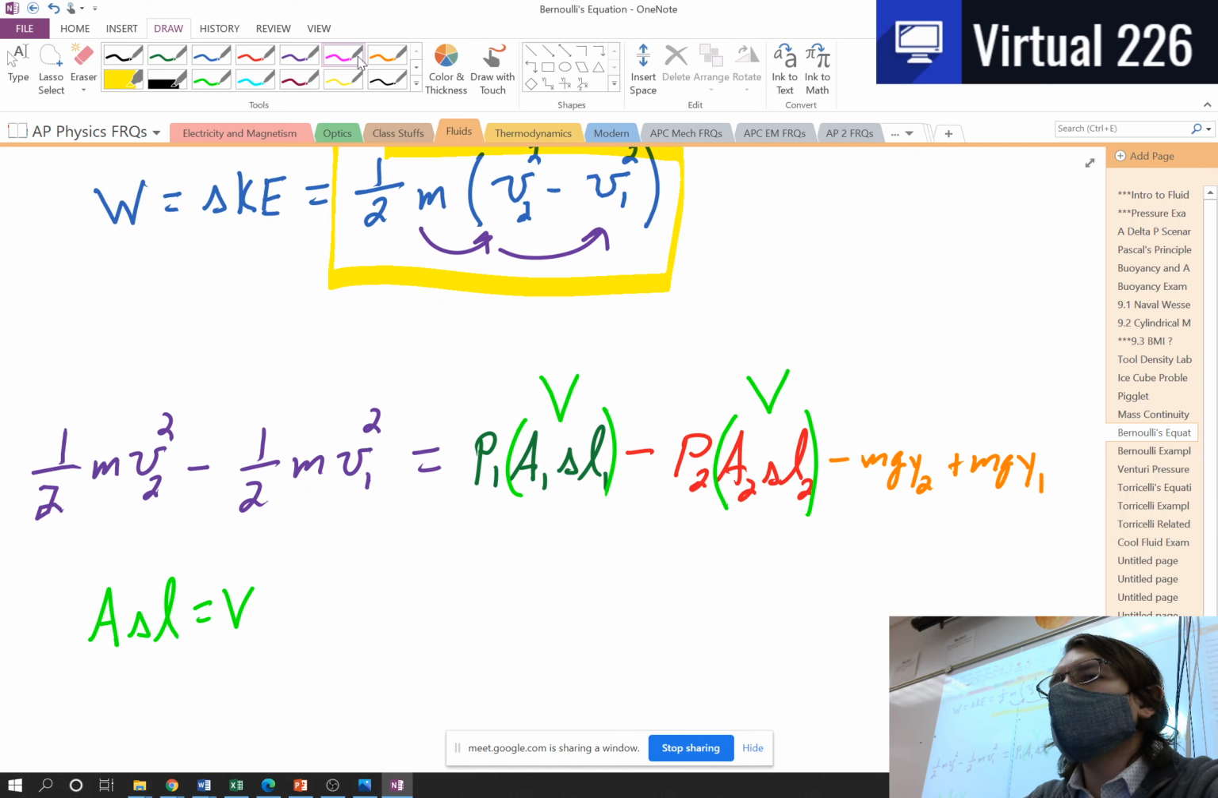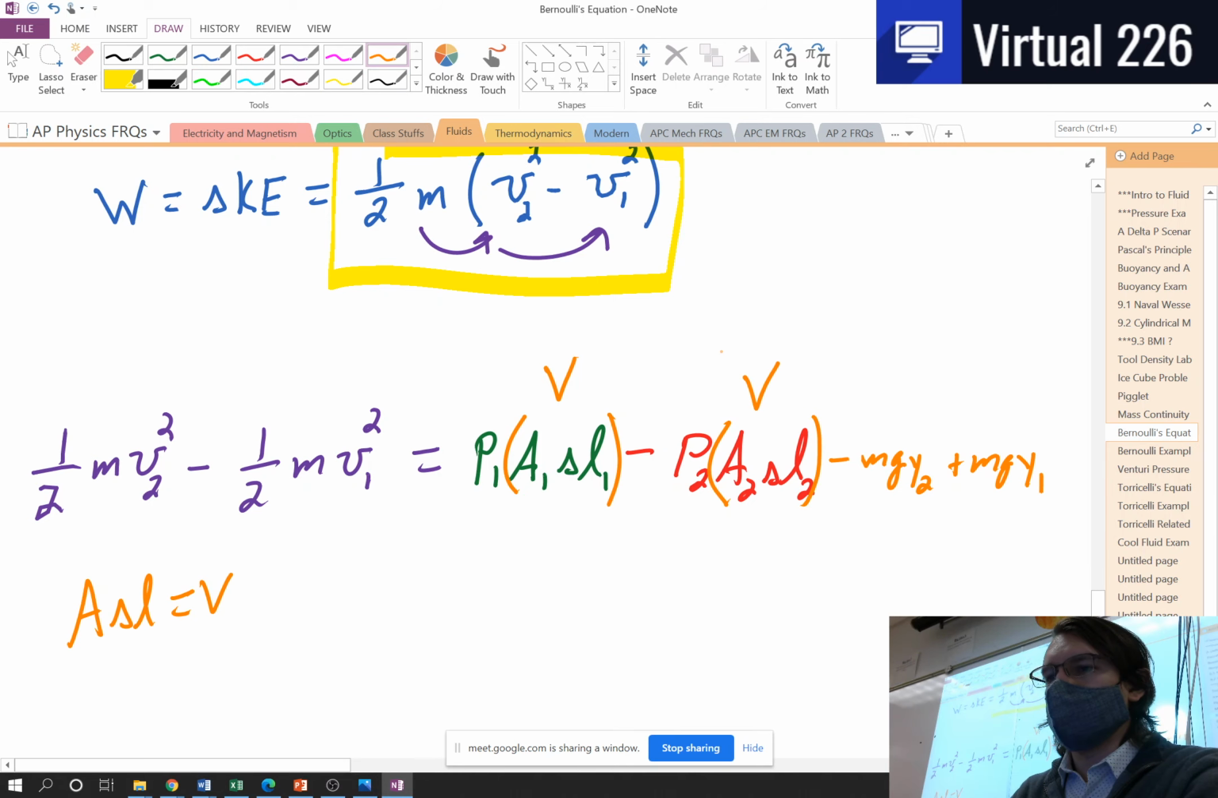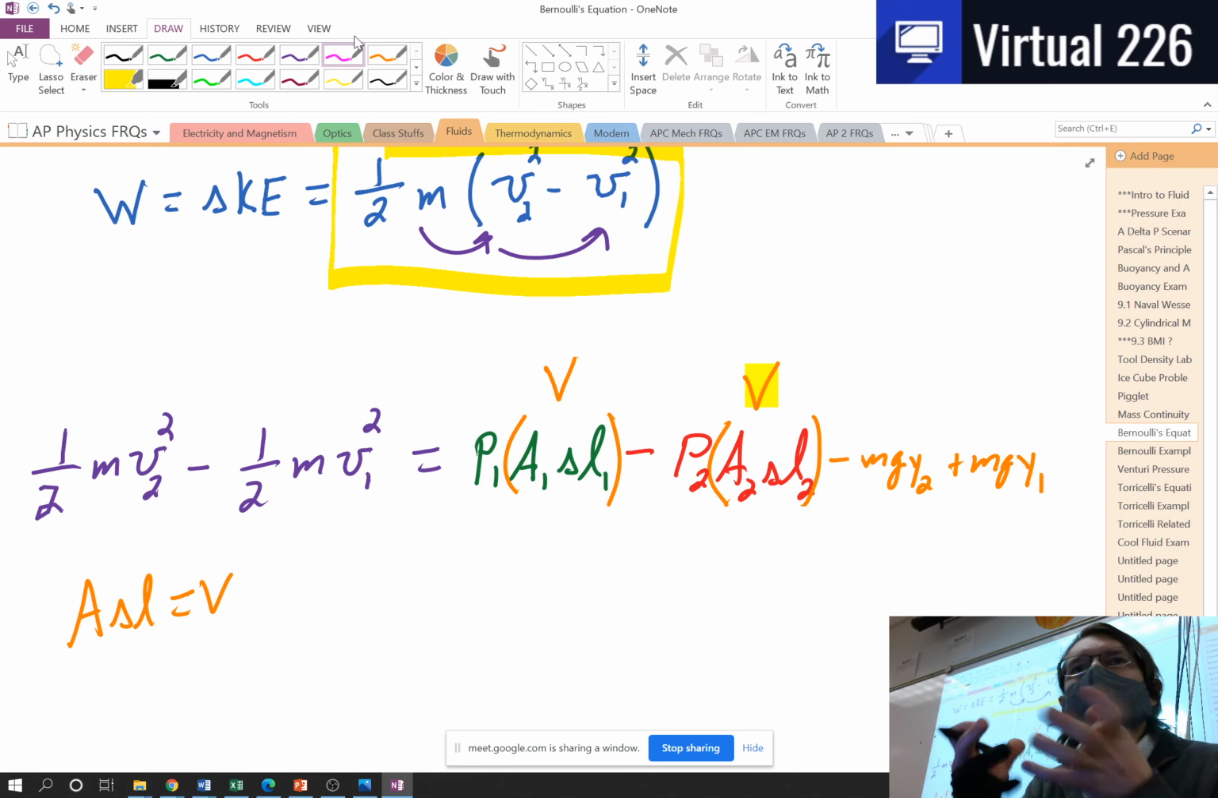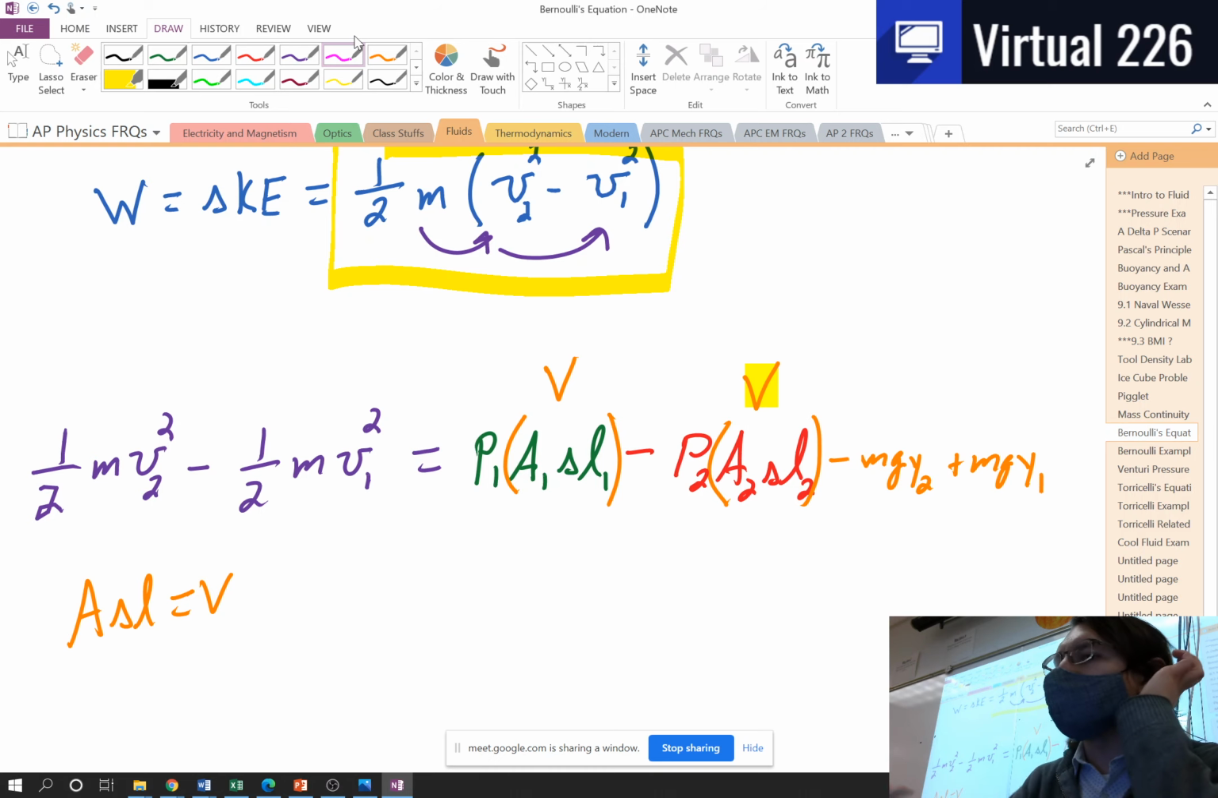We also know that with fluids, okay, so we switch those greens to oranges, and we know that the A delta L's are going to be volumes, and since the fluid's incompressible, these volumes will be the same. Now, we also know with fluids, dealing with masses is kind of a pain, because you have the fluid, you don't really think about it in terms of mass.